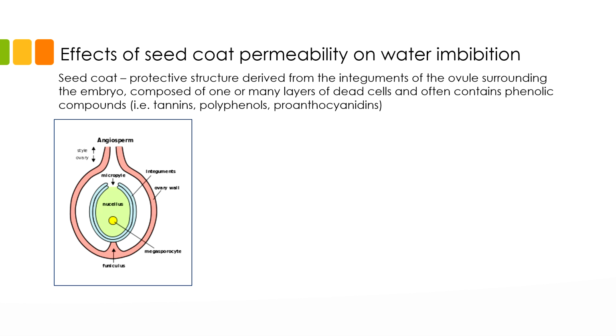Aside from the chemical composition, the seed coat also affects the rate of water imbibition. Recall that the seed coat is a protective structure derived from the integuments of the ovules surrounding the embryo. The seed coat is composed of one or many layers of dead cells and often contains phenolic compounds such as tannins, polyphenols, and proanthocyanidins. All these polyphenols, combined with the accumulation of dead cells and other chemical components, make the seed coat impermeable. A good example of seeds that are impermeable are those of a lotus plant.